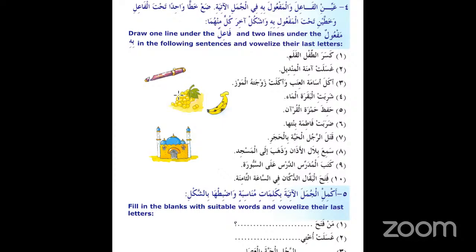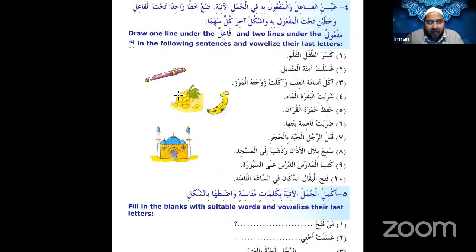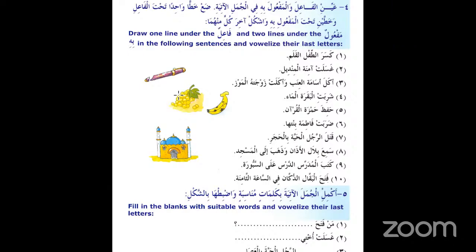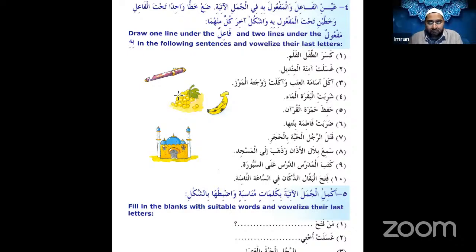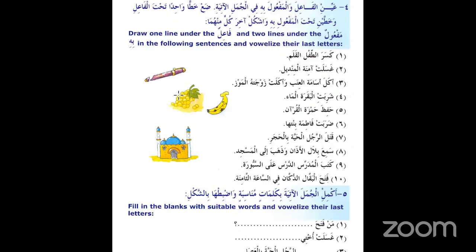Gasalat, because it's feminine, Aminatul Mindila. Correct. So Mindila will be the maf'ul bihi, Aminatu is the fa'il, and that's why we use Gasalat. Excellent. Sister Mukarrama Walji. Akala Osamatu Inaba. Correct. So Osama is the fa'il, Inaba, the grapes, is the maf'ul bihi.